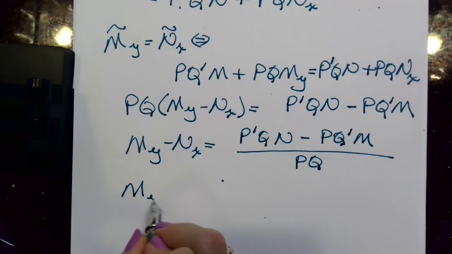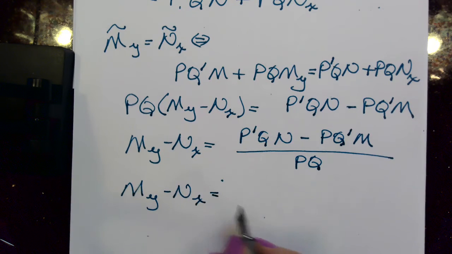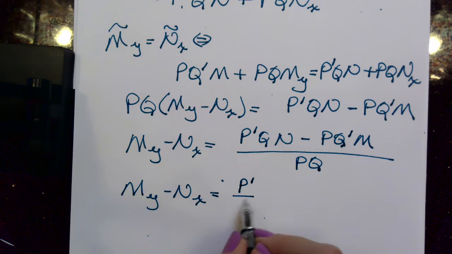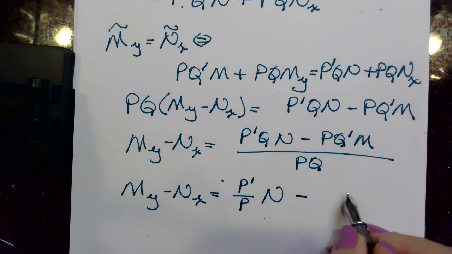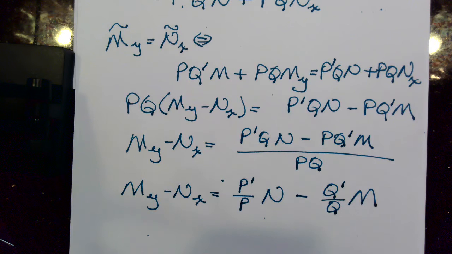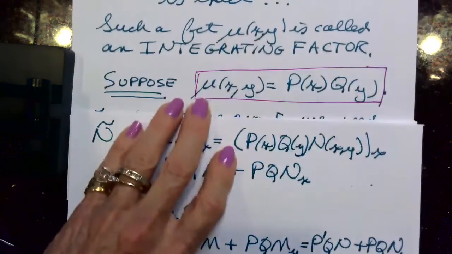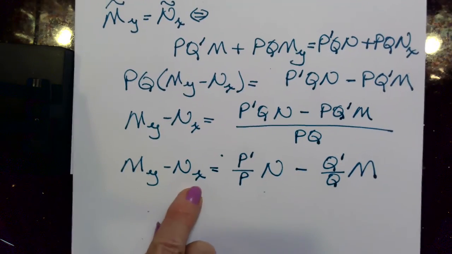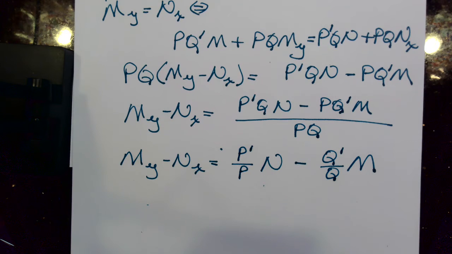which again, rewriting, m sub y minus n sub x is, okay, I'm going to write this as two terms. Notice we'll have p prime over p times n minus q prime over q times m. Okay. So if mu can have this very special form, we still get to an equation where now m sub y minus n sub x has to satisfy this with the p and the q. Well, let's see what we can do with that. Doesn't seem to be so helpful at this point.